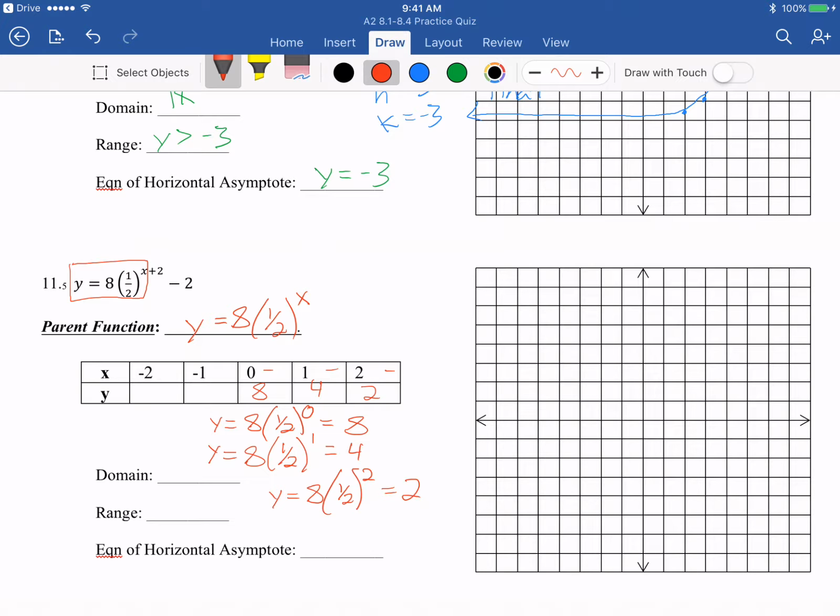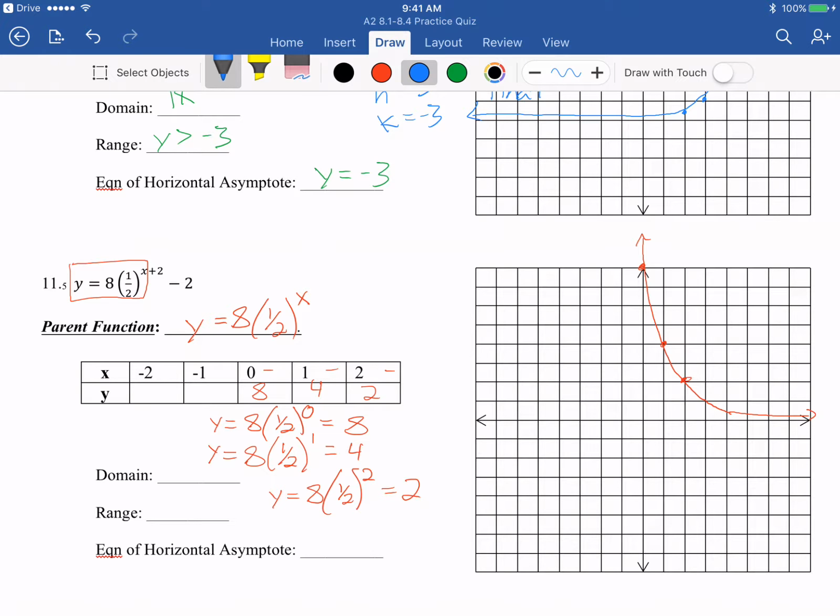All right, so if I graph this guy, I get (0, 8). I get (1, 4), 1, 2, 3, 4, and I get (2, 2). So if I find that origin there, I go 2, 2. So this graph comes up from right here, gets really, really close to that line y equals 0. All right, so that is just my parent function there.